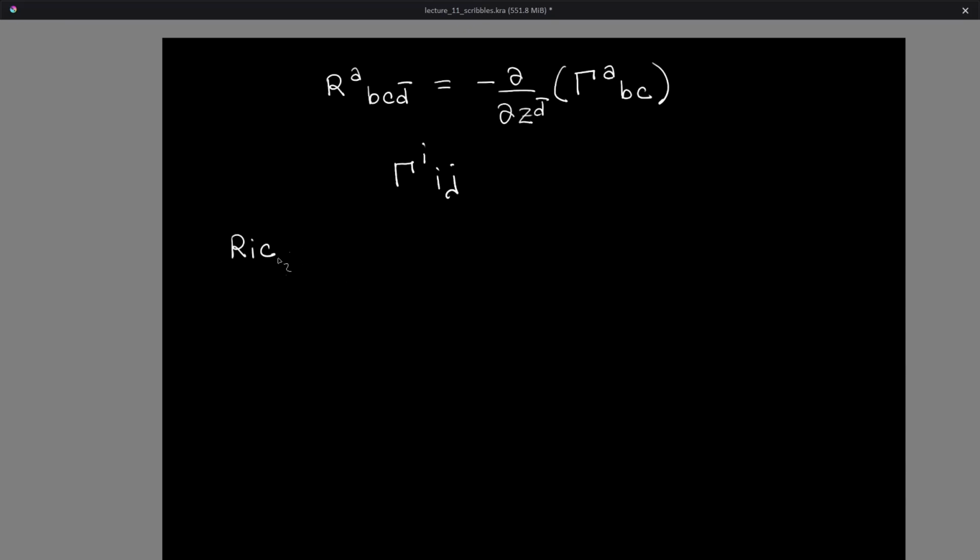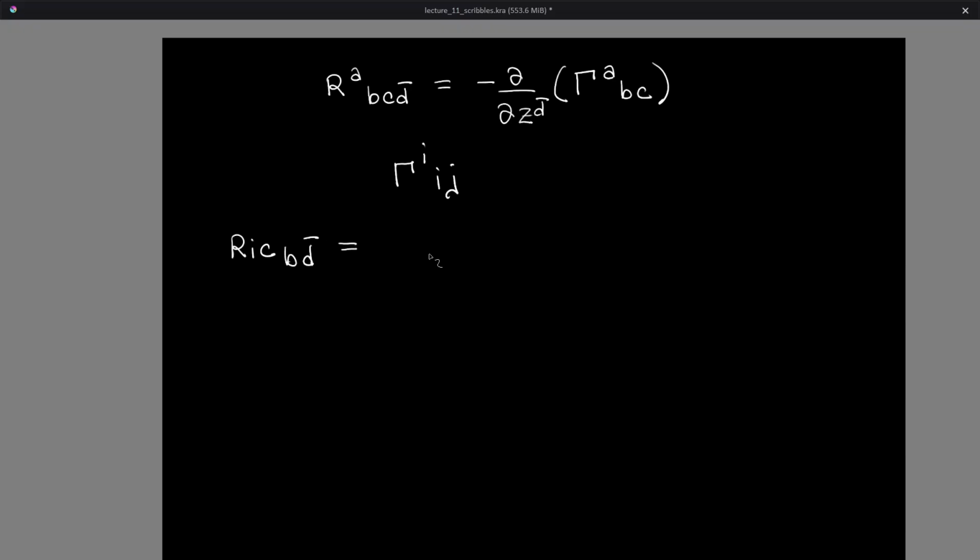Let me remind you what we wrote out was that R a, b, c, d bar is equal to minus partial z d bar of Γ of a, b, c, right? And so this isn't directly using, I forgot to mention this, the Γ^i_{ij}, right? Because we don't have the summed index, but think about what we would have if we took the Ricci tensor, right? So the Ricci tensor, B D bar probably, right?